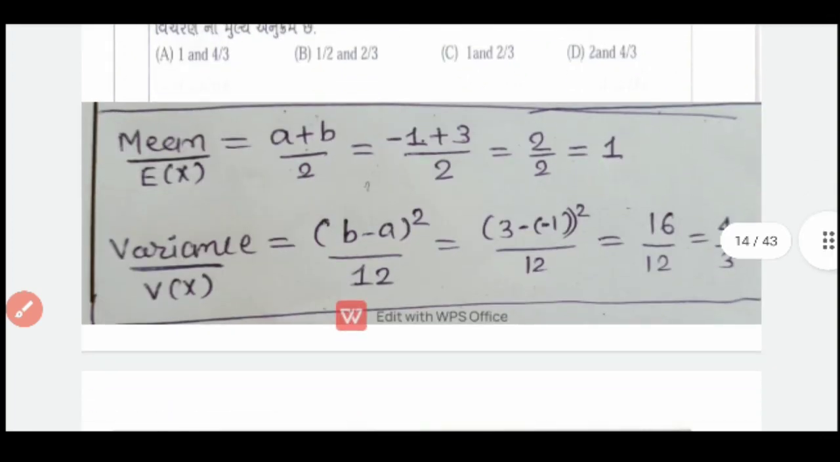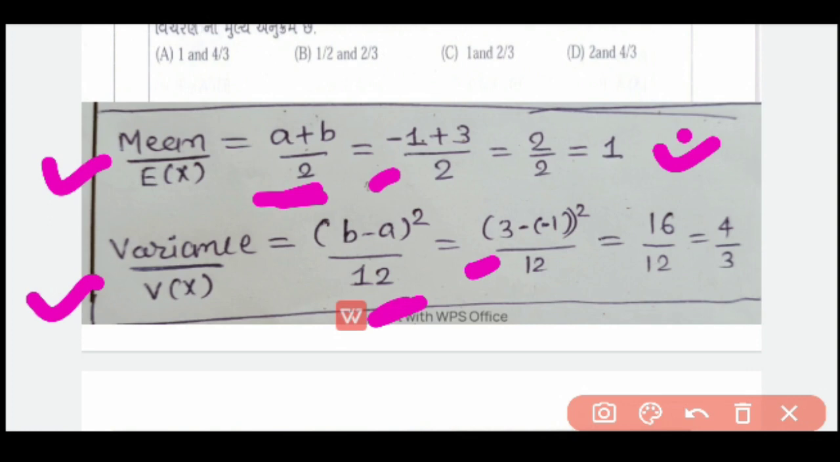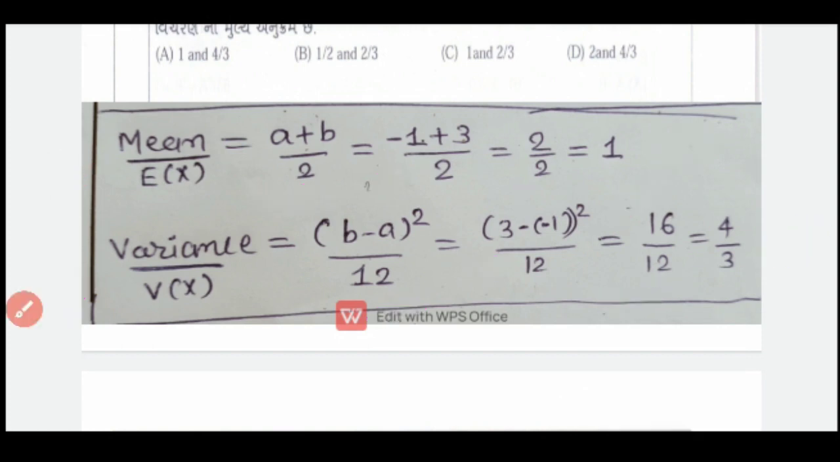Then the solution: mean is equal to (a plus b) by 2. Then we have -1 plus 3 is equal to 2. Then 2 by 2 is equal to 1. Variance is equal to (b minus a) whole square upon 12. Then b is equal to 3 and a is equal to -1. Then 3 plus 1 is 4. 4 square is equal to 16 upon 12. Then the answer is 4 by 3.